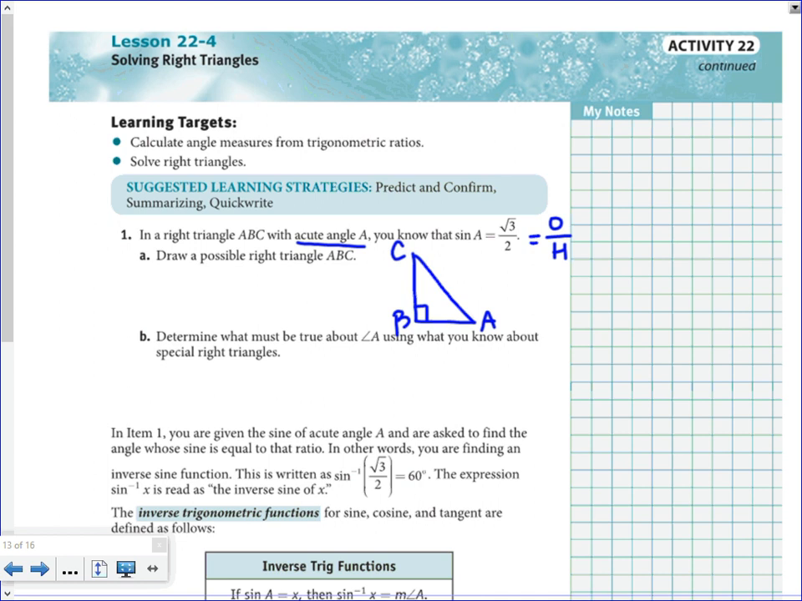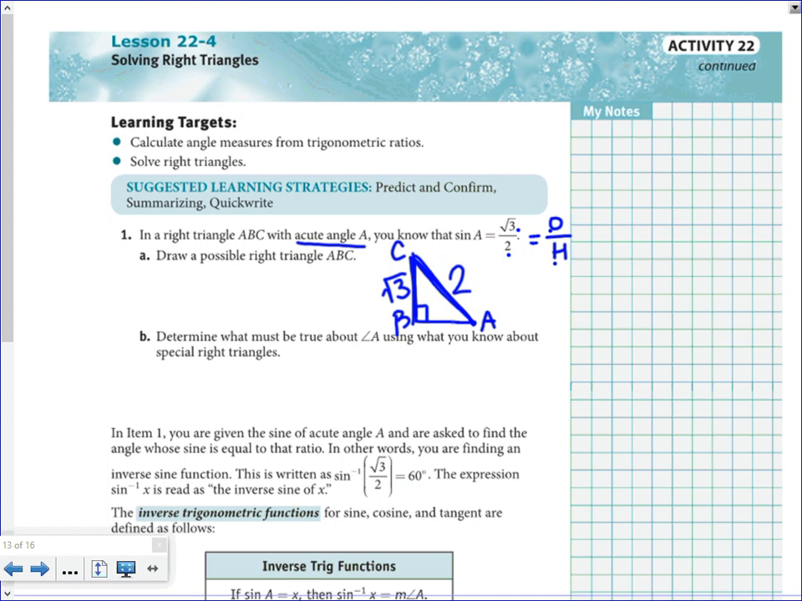So sine is opposite over hypotenuse. So what that means, square root of 3 is your opposite. So from angle A, this side is opposite. So this is the length square root of 3. Your 2 is your hypotenuse. So this length, CA, is 2. Then we want to find the length of BA.